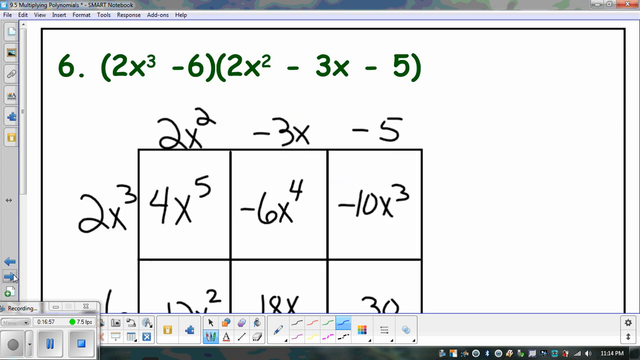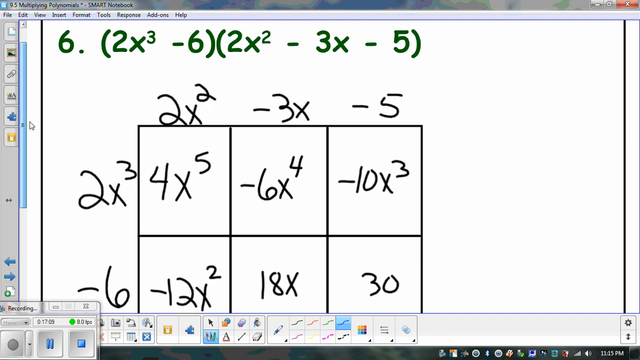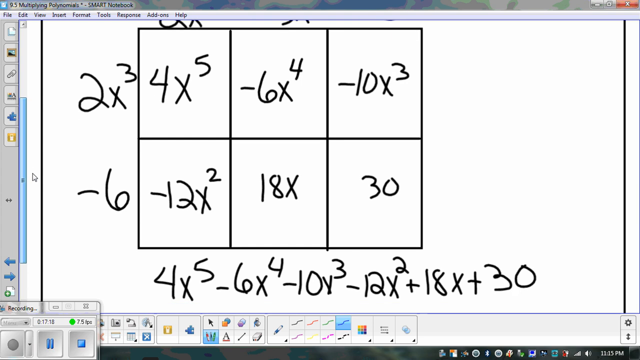Here's our last example. I would like you to take a moment, no matter which method you choose, to go ahead and set up the problem and then see how you do and come back and check your answer. How did you do? Were you able to get to 4x to the fifth minus 6x to the fourth minus 10x to the third minus 12x squared plus 18x plus 30? You'll notice there were no like terms. Every term inside the boxes was to a different power. So we did not have any like terms to combine.